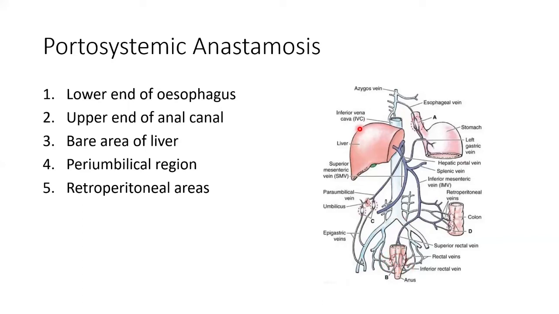And then you have the bare area of the liver, where you have hepatic veins of the liver and the phrenic veins draining the diaphragm region. Then this is the periumbilical region. You have the paraumbilical veins going along the ligamentum teres. And then on the anterior abdominal wall, you have epigastric veins. There are superficial and deep epigastric veins which drain into the internal and external iliac veins, and drain into the inferior vena cava.